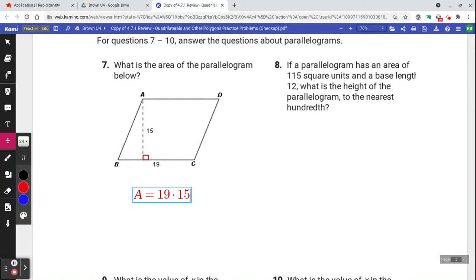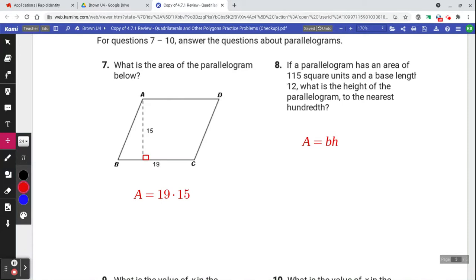Number 8, we have a parallelogram. This time they give us the area. Here we were looking for it. So we're going to use the same formula. Let's write it down. The area of a parallelogram is the base times the height. So we'll use this and plug in what we know, and we'll probably have a variable left to figure out what we don't know. They say the area is 115 square units.